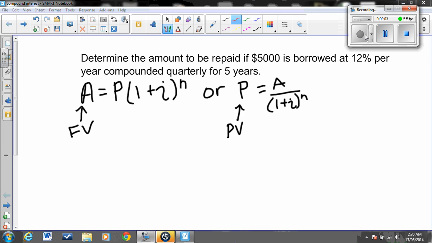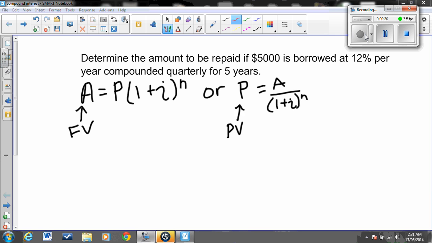When calculating compound interest, we need to use the formula A equals P times (1 plus i) to the n if we are looking for the future value. If instead we want to find the present value, or the amount invested, we need to rearrange this equation and use the formula P equals A over (1 plus i) to the n.